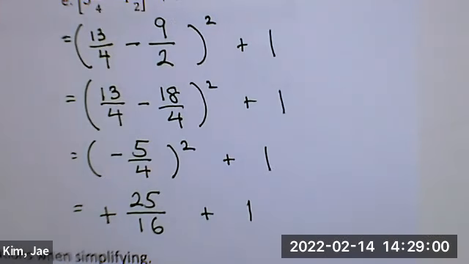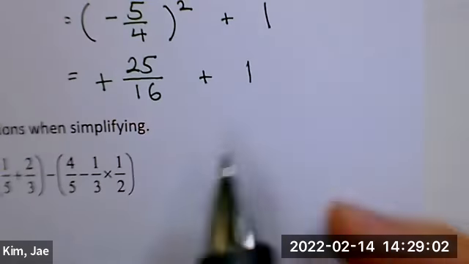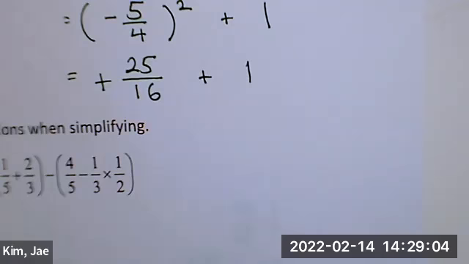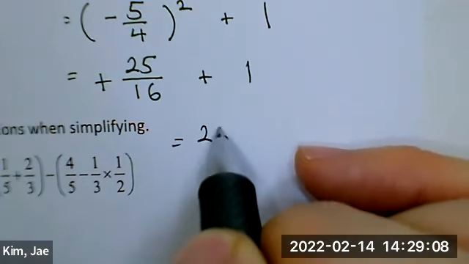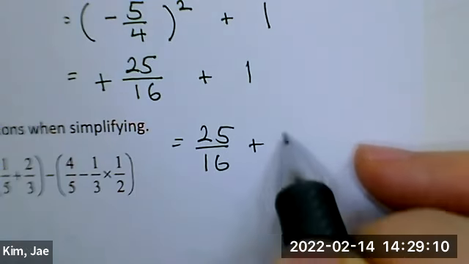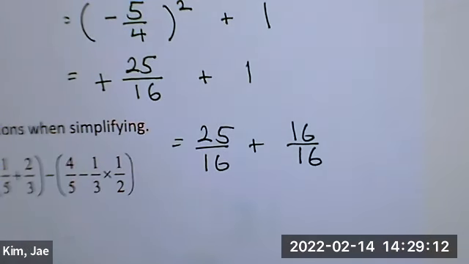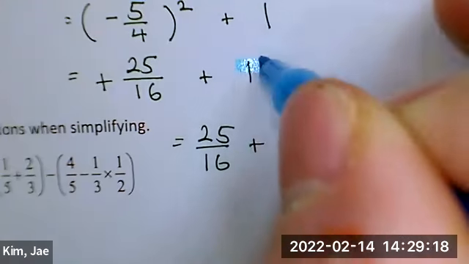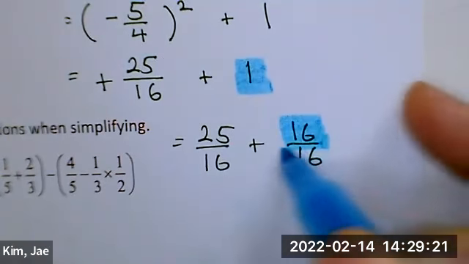I'm running out of space, so I need to move this down a little bit. If I want to add fractions, again, I need to have the common denominator. So this is 25 over 16, 16 over 16. That's what this turned into. 1 became a number divided by itself.